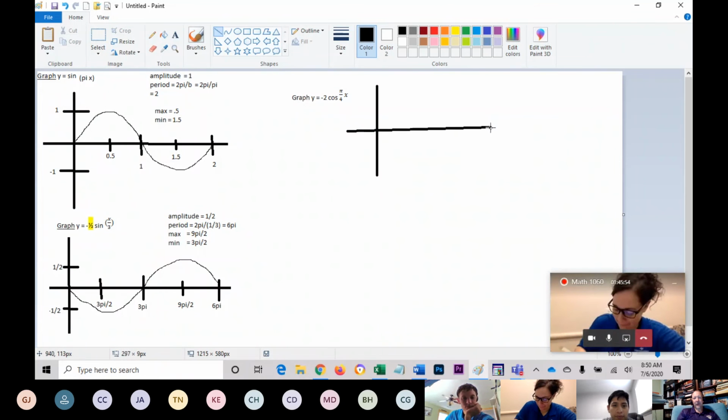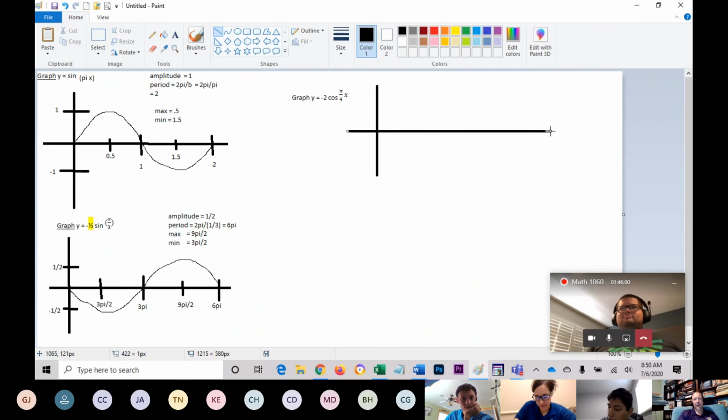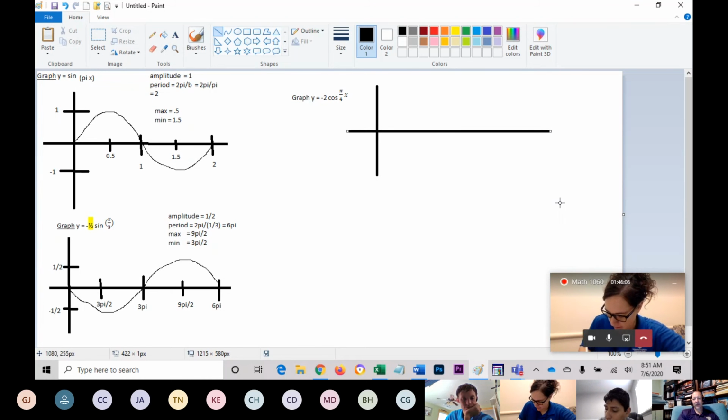Okay. So we want to graph this. y equals negative 2 cosine pi fourths x. Okay.